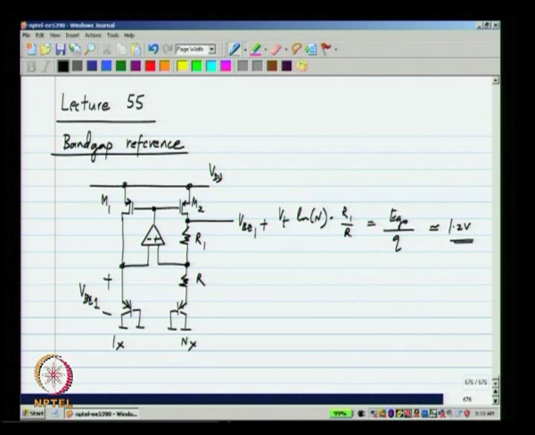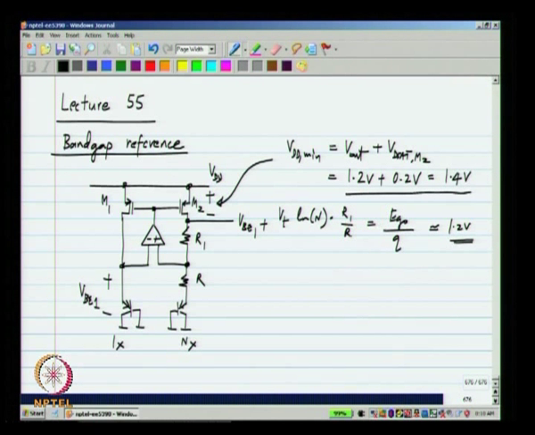So, the minimum supply voltage with which this circuit can operate is the voltage that appears here, which is 1.2 volts, plus the voltage required across M2 to keep it in saturation region. And typically we need about 200 millivolts across a transistor. So, the lowest supply voltage is about 1.4 volts.